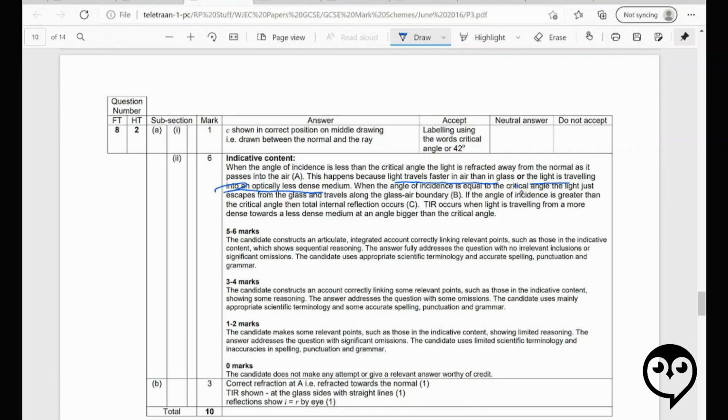The angle of incidence is equal to the critical angle. Then it just goes along that boundary. Okay, and then if it's greater, then it's going to total internal reflection. And it's only when you're going from a more dense into a less dense medium, and you're bigger than the critical angle. Man, if you can explain all that, that's an easy peasy 6 marks.